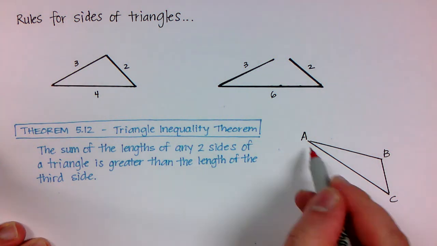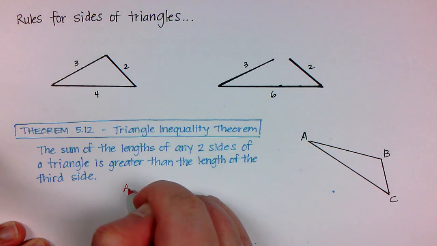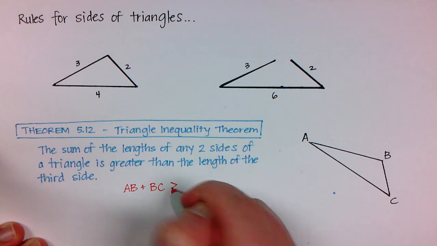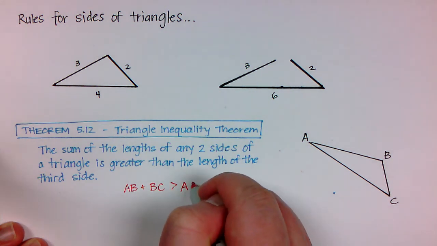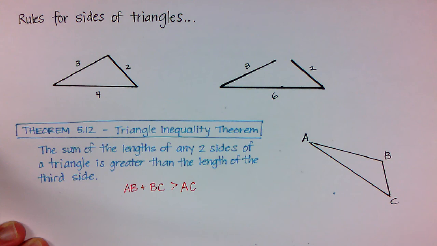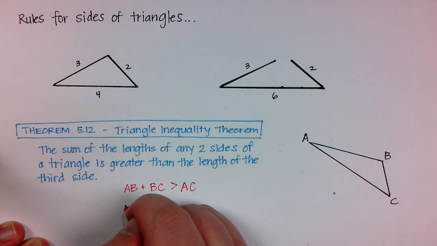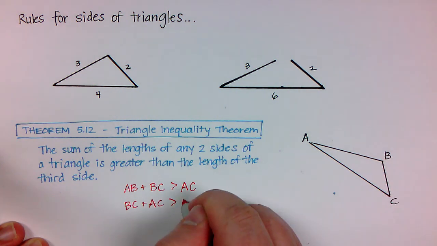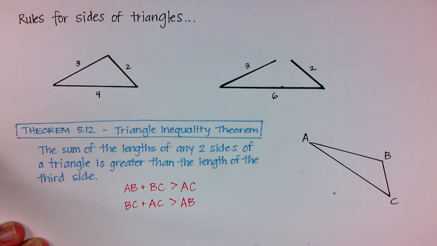So writing this out, if I was going to add length AB plus BC, it must be greater than the third side, which is AC. This also goes if I was going to add BC plus AC, it must be greater than the third side, which in this case would be AB. And also if I wanted to add AB plus AC, it must be greater than BC. So these are the three rules that we can get from this diagram based on this theorem.